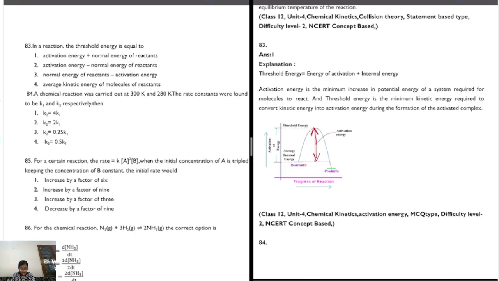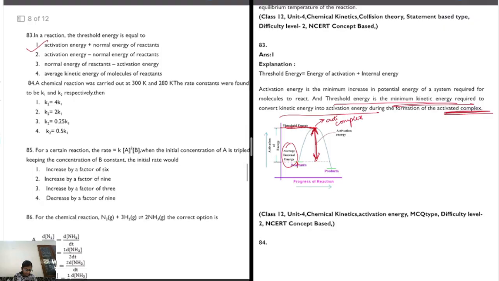And threshold energy, what is it? It is the minimum kinetic energy required to convert kinetic energy into activation energy during the formation of the activated complex. So here we'll have the activated complex. Here we'll have the threshold energy. This much is the average internal energy, and this is the activation energy. Average internal energy is also the normal energy of the reactant. So threshold energy will be the sum of these two. Therefore, explanation 1 would be the correct answer.